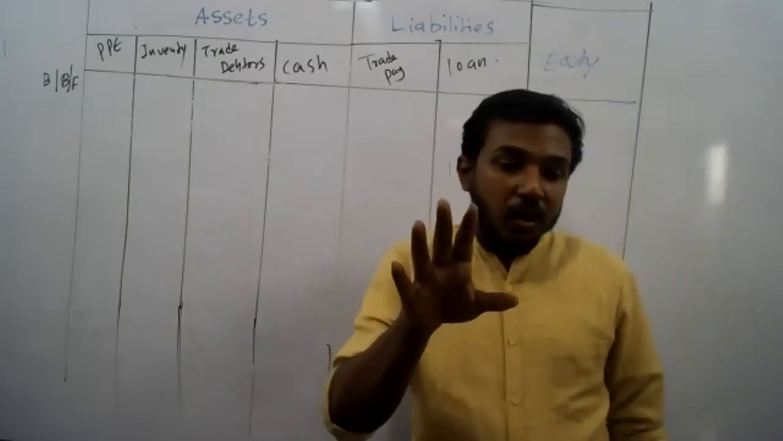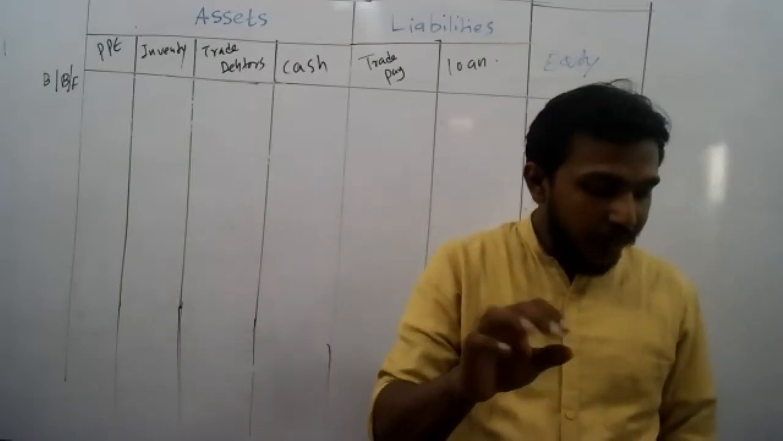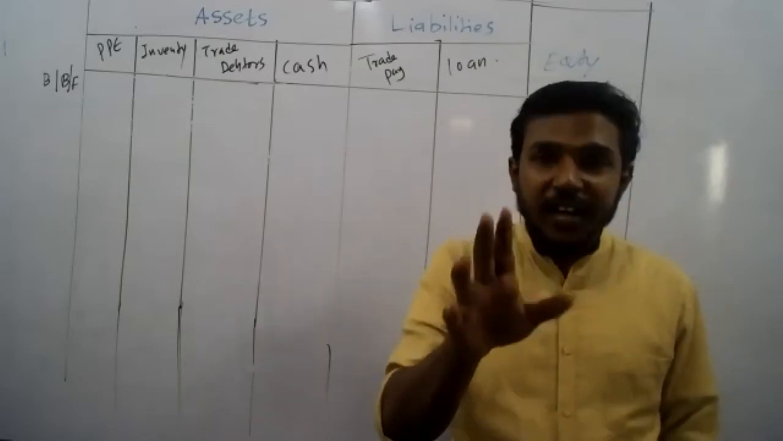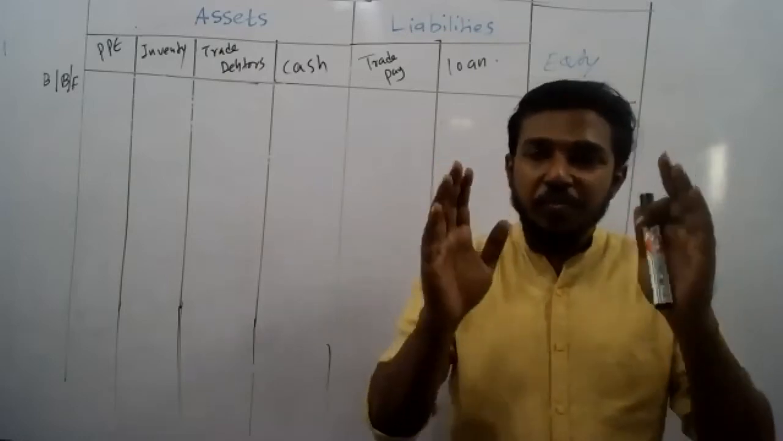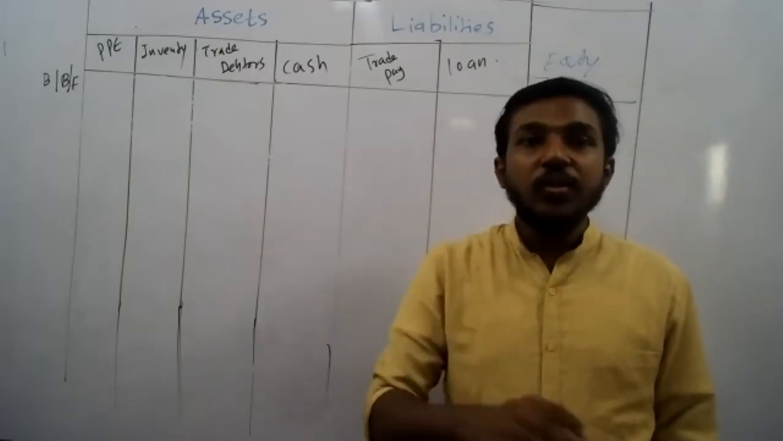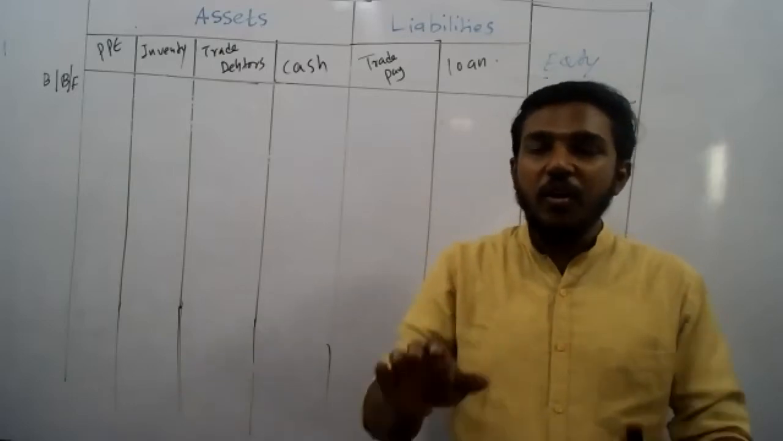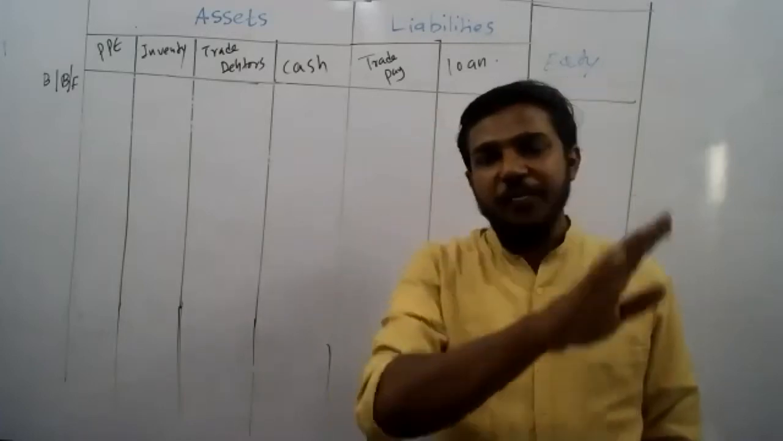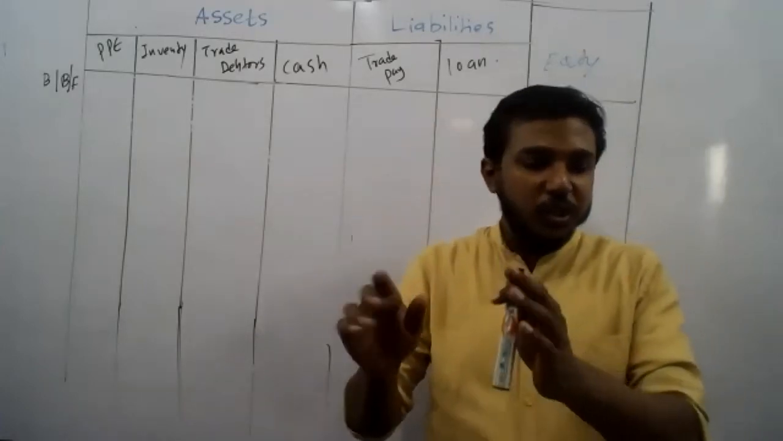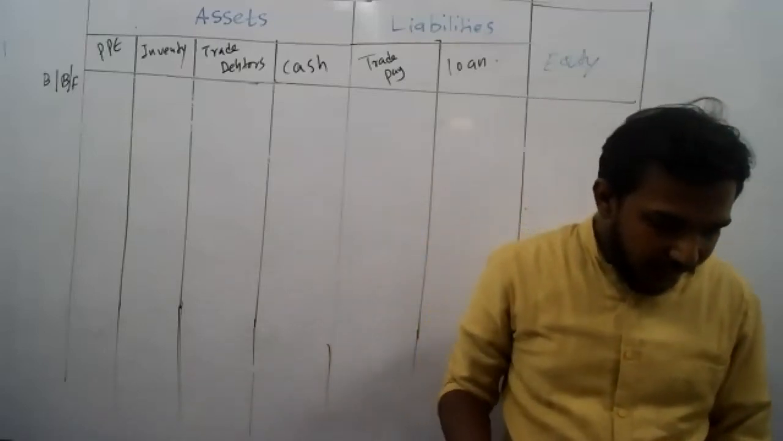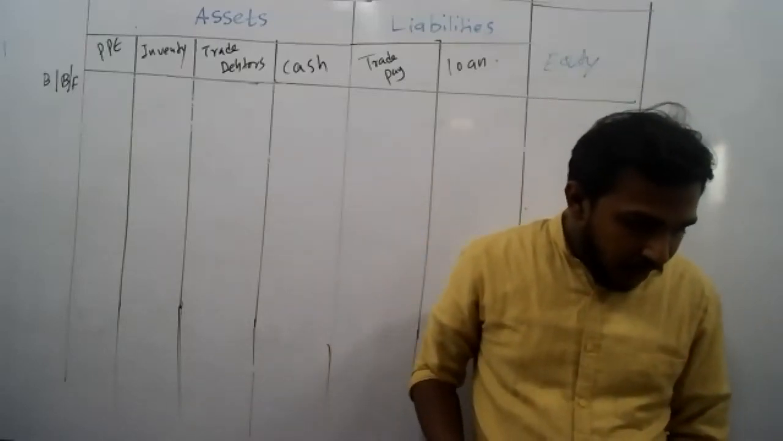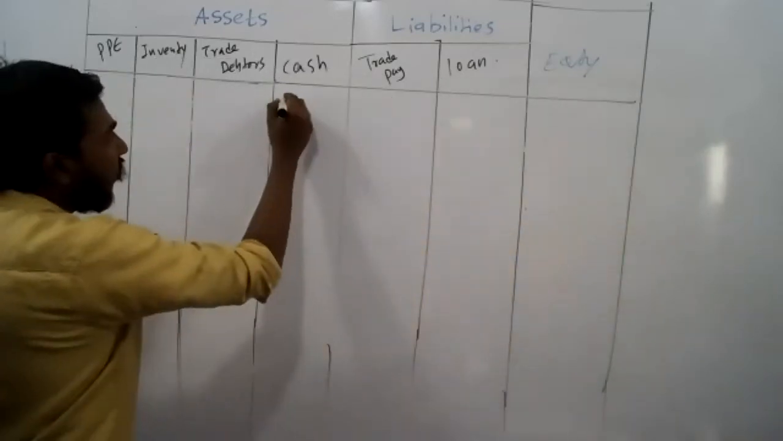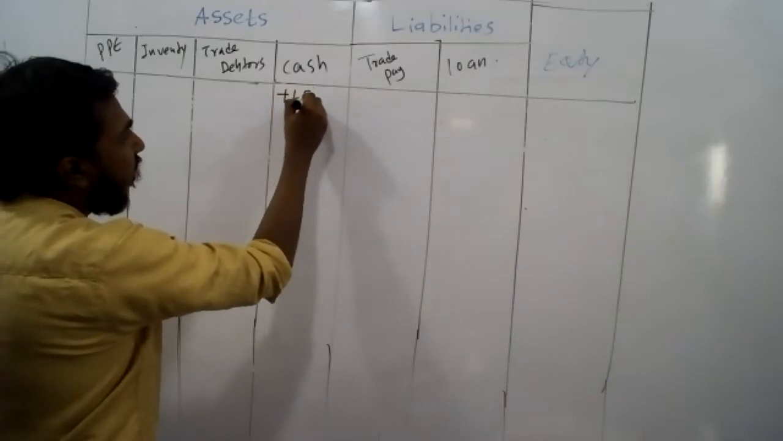See, Narada opened a stationery shop in part of his home on 1st March 2015. Underline the words on 1st March 2015. That's so important, the date. That means he is going to commence the business on 1st March 2015. Then what do they say? By investing 150,000. That means on the first day he is investing 150,000. So cash increased by 150.